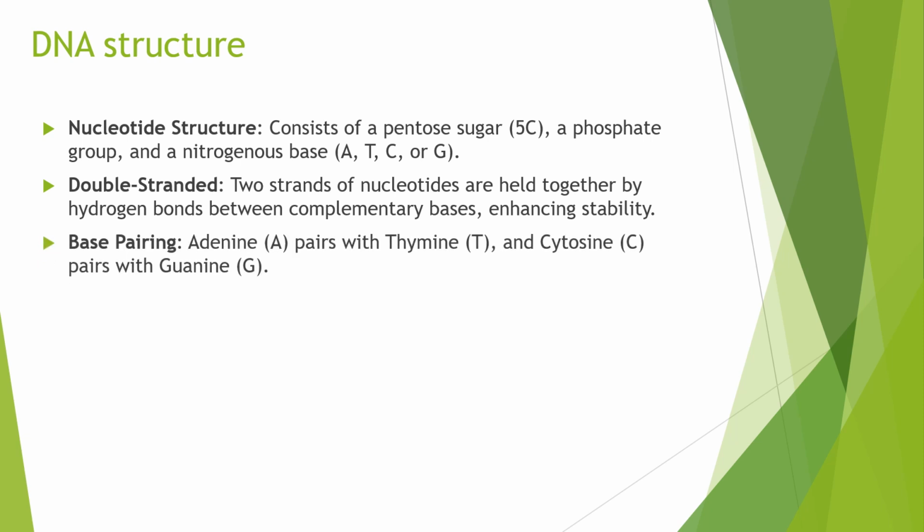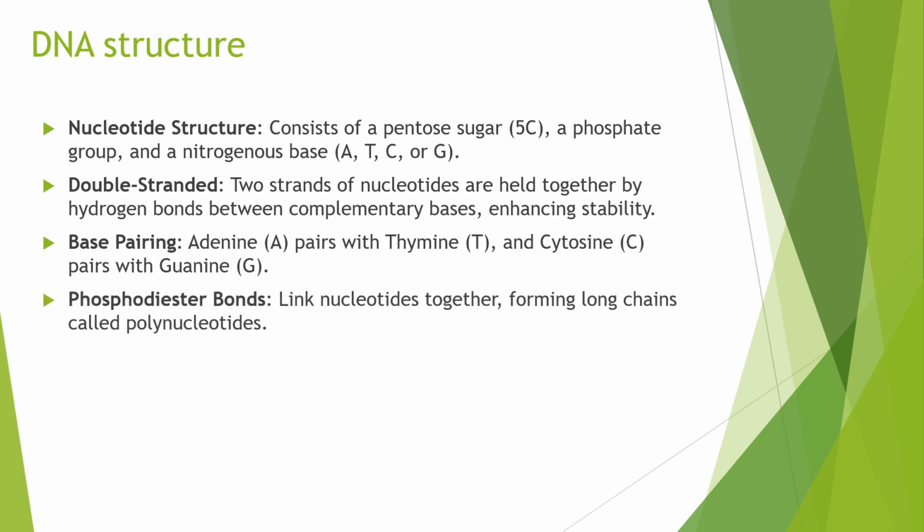Now, let's talk about base pairing. The nitrogenous bases are very specific in how they pair. Adenine always pairs with thymine, and cytosine always pairs with guanine. This is called complementary base pairing, and it's a feature that ensures the DNA strands match up correctly during replication. This precision is vital because even a small error in base pairing can lead to mutations.